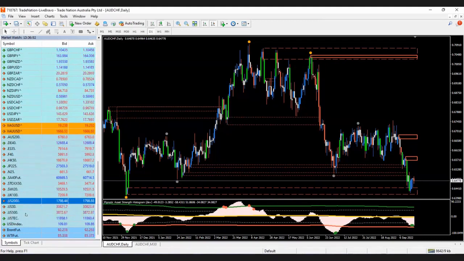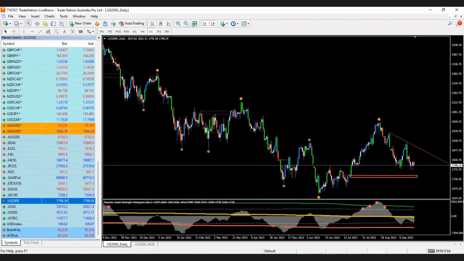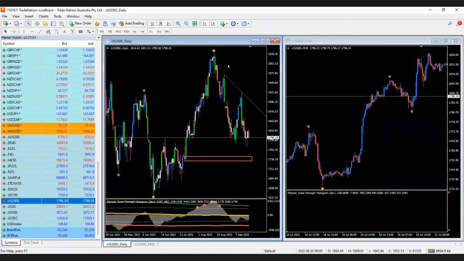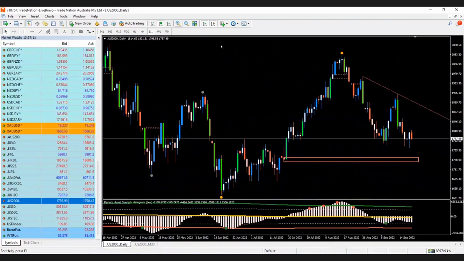Let's have a look here. Let's have a look at this. Okay, so this is the daily chart. Okay, so this looks interesting right here.